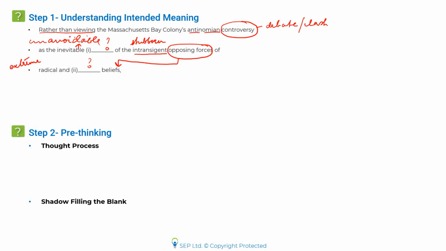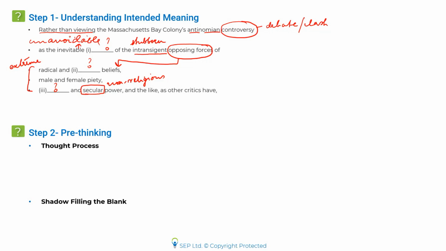So radical and conventional beliefs, male and female piety. Piety is to do with devotion, piousness, religiousness. Dash and secular power. Secular here means non-religious, right? So this third blank is to be filled in with a word which means religious, as opposed to non-religious. So we have a list of three opposing forces: extreme and conventional beliefs, male and female piety, religious and secular power, and the like, as other critics have.